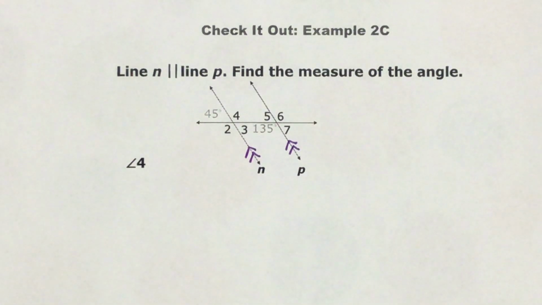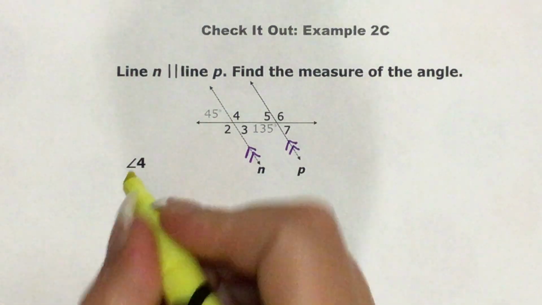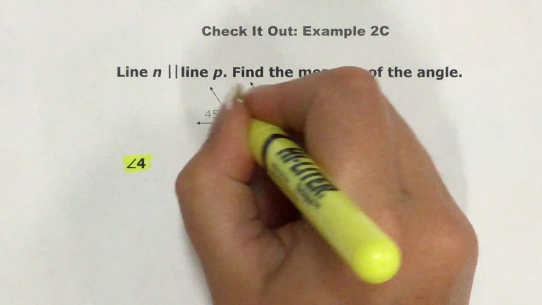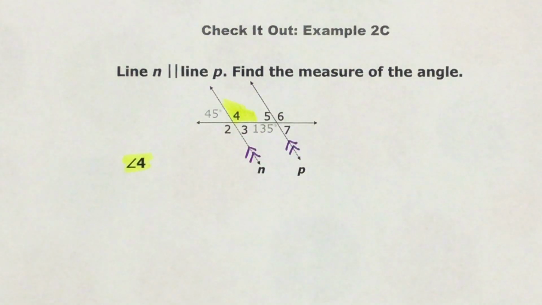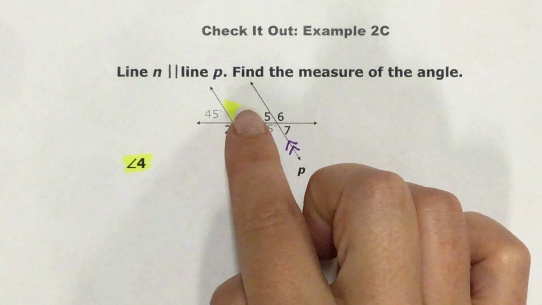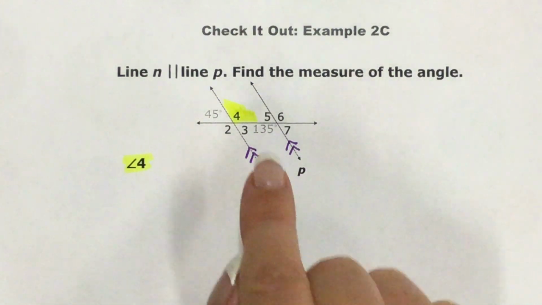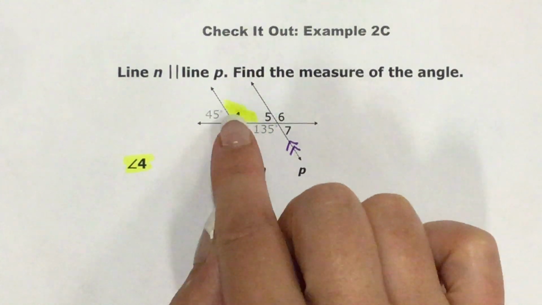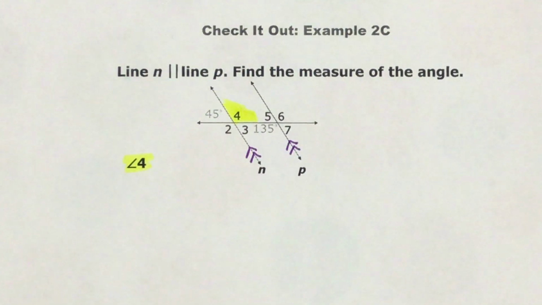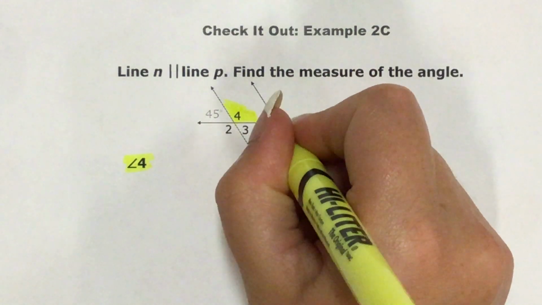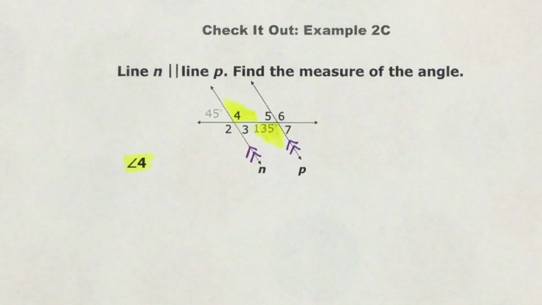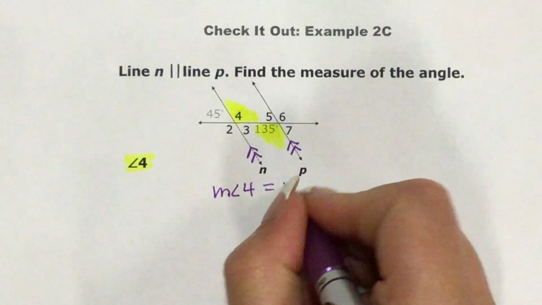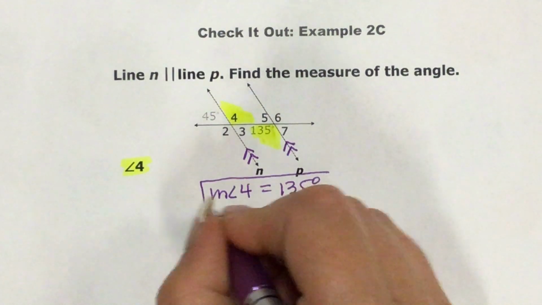Okay, we're trying to determine what angle 4 is. So here's angle 4 right here. Angle 4 is an interior angle. And I see 135 is also an interior angle, and it's on alternate sides of this transversal. So these are alternate interior angles, which means they're congruent. All right, so the measure of angle 4 is equal to 135 degrees because of the alternate interior angles.